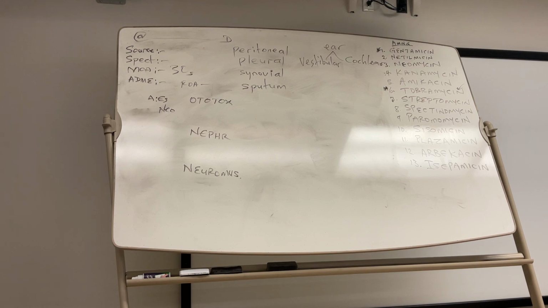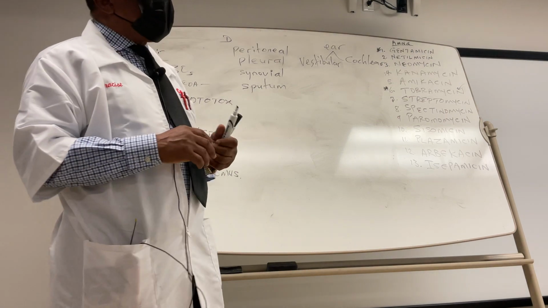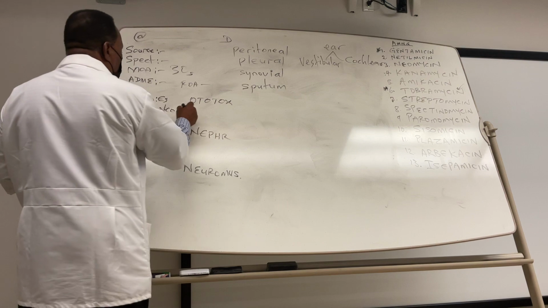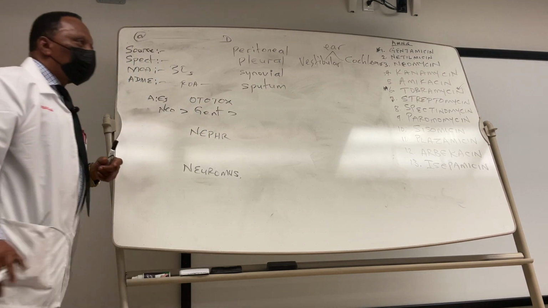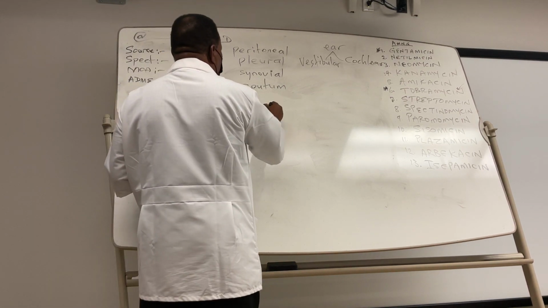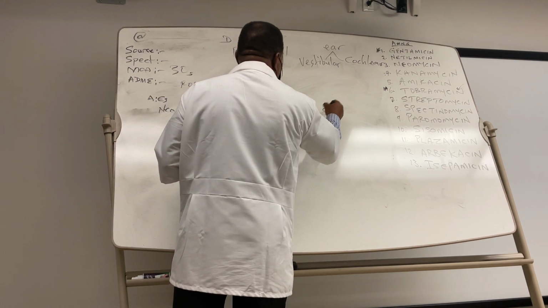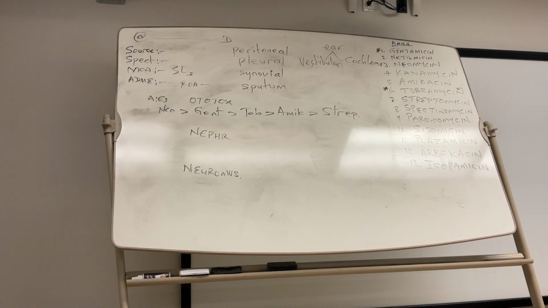Okay. So it can always happen when it comes to ototoxicity. Gentamicin would essentially be next. And then your tobramycin, amikacin, and streptomycin. So that's the order in which they are likely to produce ototoxicity.